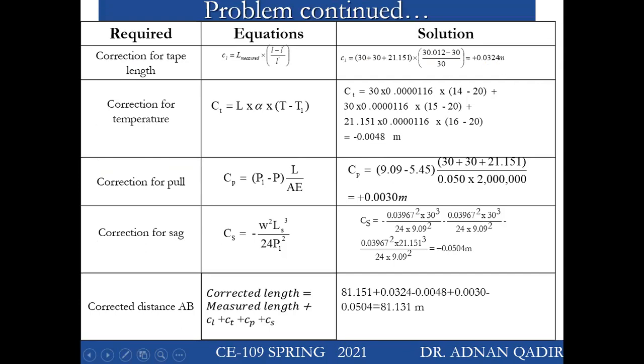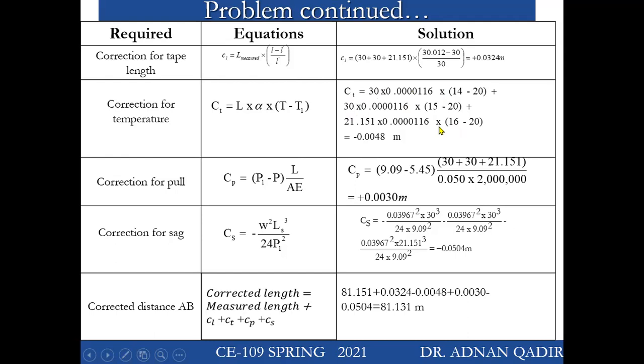The temperature, because there were 3 temperatures, so you do it in segments. For L1, 30 into alpha, and then 14 minus 20, plus then L2 again 100, but the temperature is of 15, and our last segment is of 16. So the first segment was 30, that's why the length is 30, second is 30, and the remaining length was 21.15. We have to do it separately because they were different temperature.